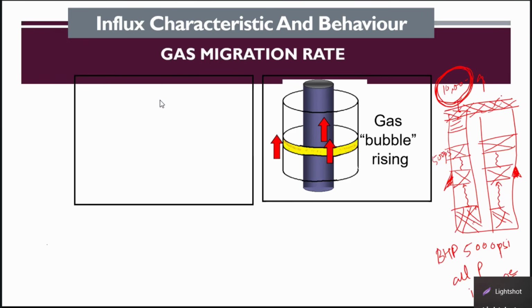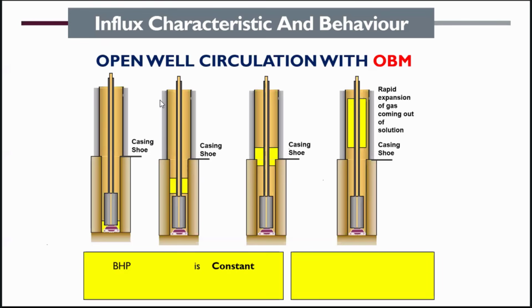Therefore, there is a choke, okay? Here we have a choke manifold. From this choke manifold, we open the choke and we allow this gas to expand, okay? We allow this gas to expand so that it will have a controlled migration. We are controlling its migration. We cannot let it migrate on its own. So this is the concept for open well migration.